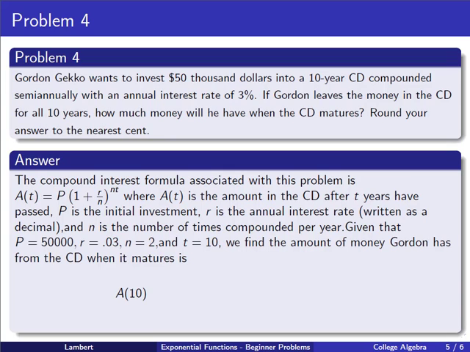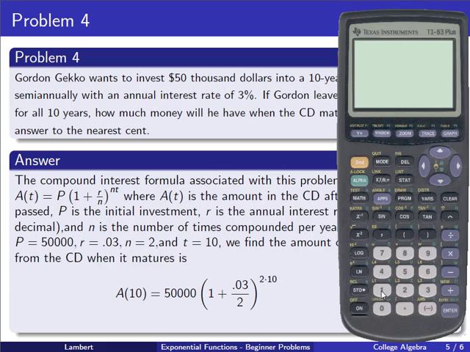So now let's try and find our amount of money. If you look, we have A of t, because that's the final amount that we're looking for, and this should equal 50,000 times the quantity 1 plus 0.03 divided by 2, raised to the 2 times 10 power. So we're ready to go with our calculator, and we first begin by punching in 50,000 times our quantity, 1 plus 0.03 divided by 2. And notice the order of operations will stay in play, so we don't have to worry about putting parentheses around the 0.03 divided by 2.